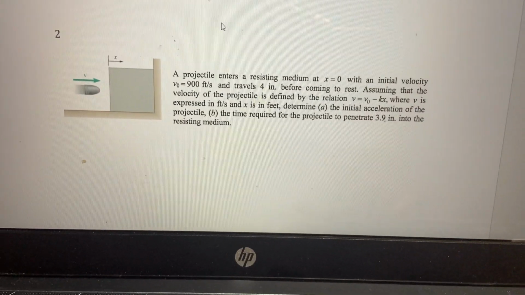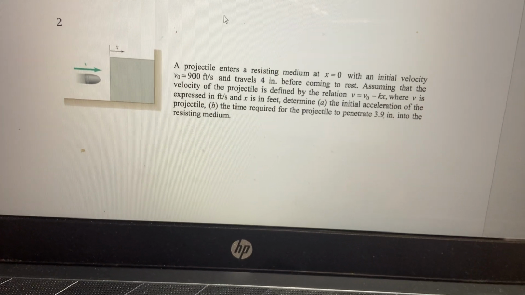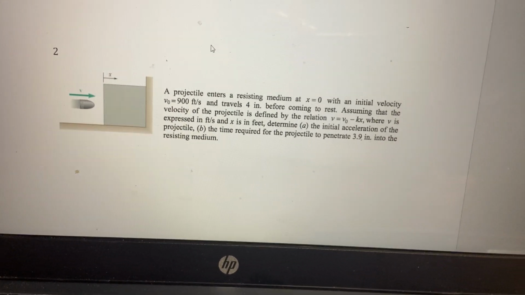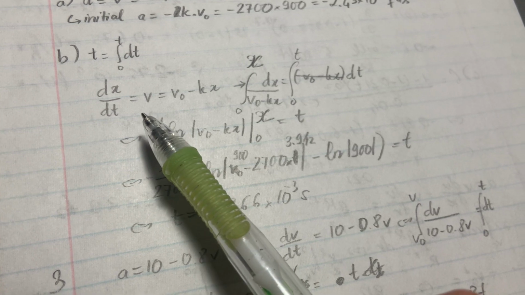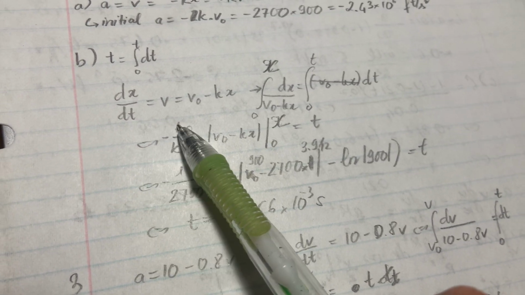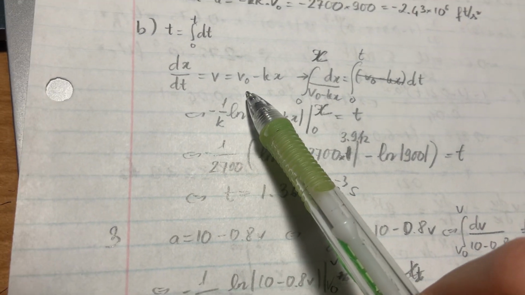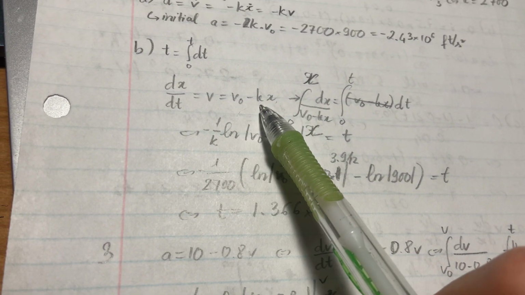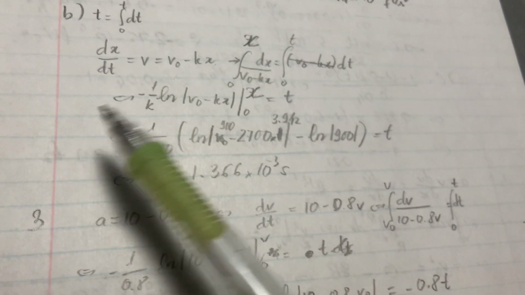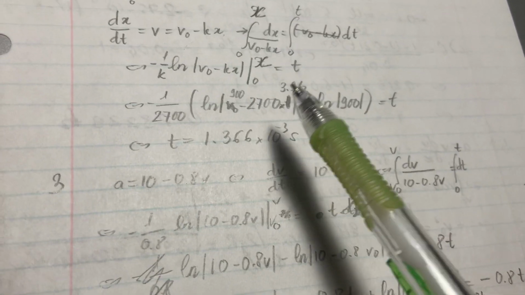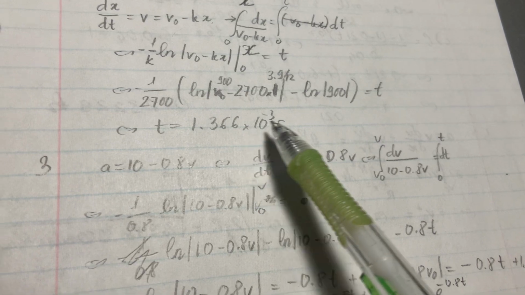For the b, it asks for the time required for it to go 3.9 inches into the block. We're going to have t equals... pretty simple. You have to solve this one. Just put the dt over here and divide this one to the side. We're going to have this one, and then just do the integral for both of them. We're going to have t.